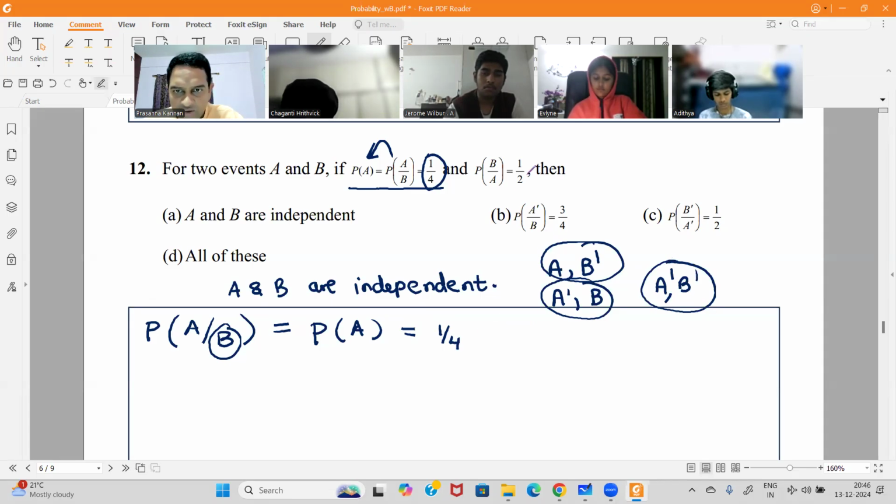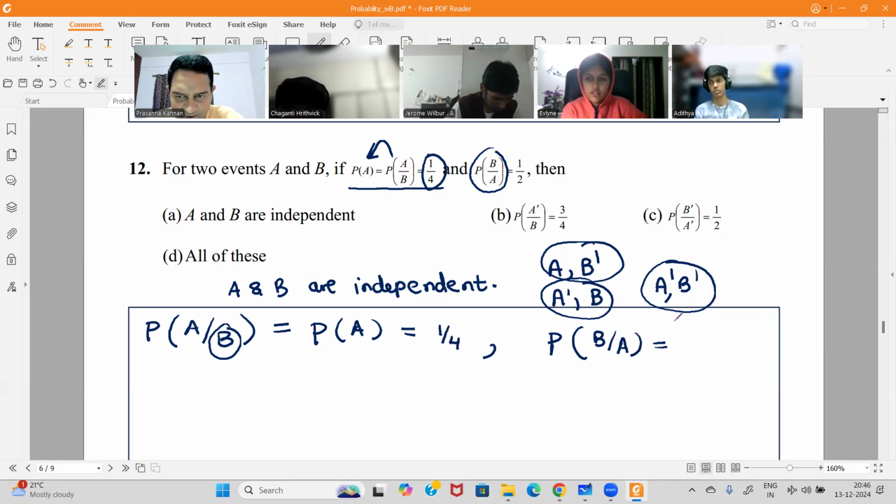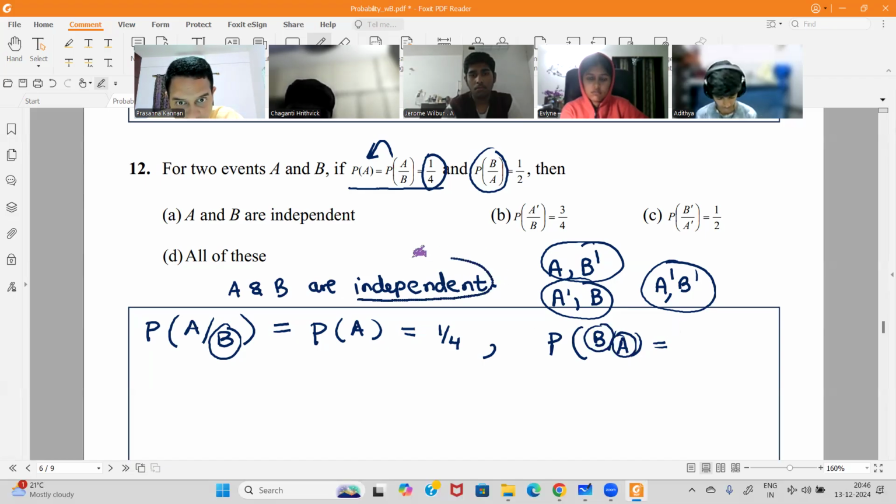So now from this information, can you tell me, Evelyn, what is actually P of B given A? Since they are independent, what can I call P of B given A as? Jerome, can you tell me what is P of B given A? Does the happening of B depend on A, Evelyn? Yes or no? No, sir. Then what do you expect P of B given A to be?